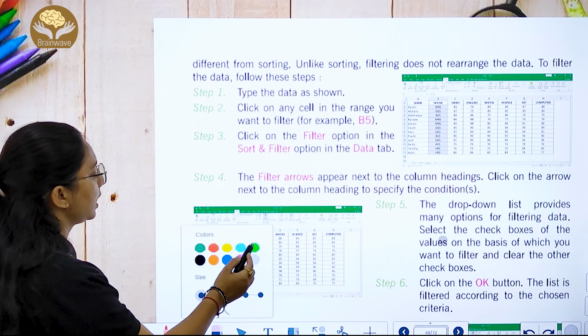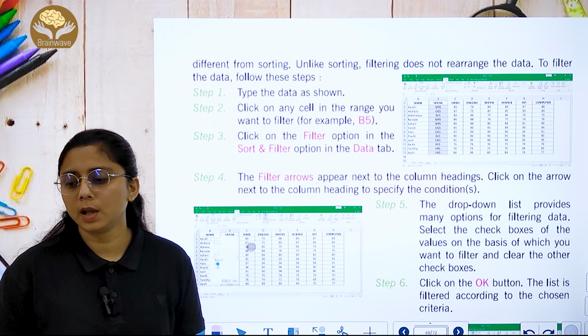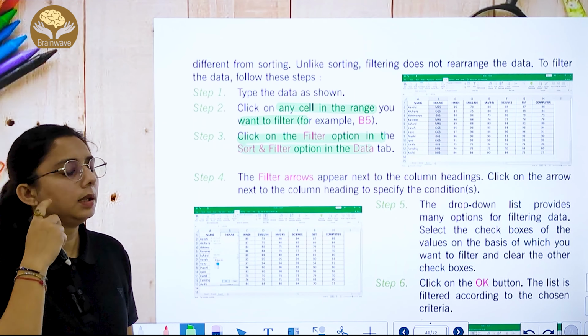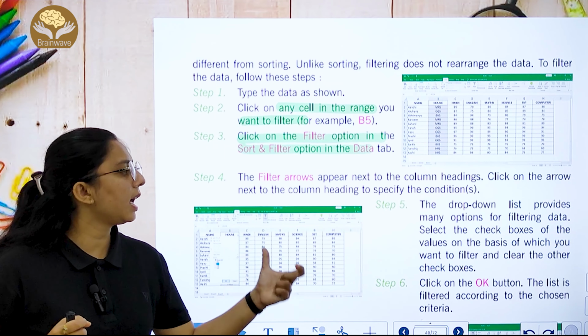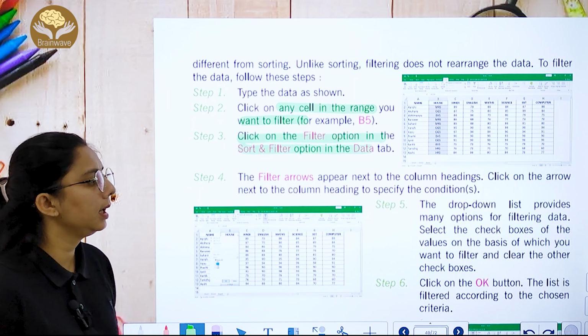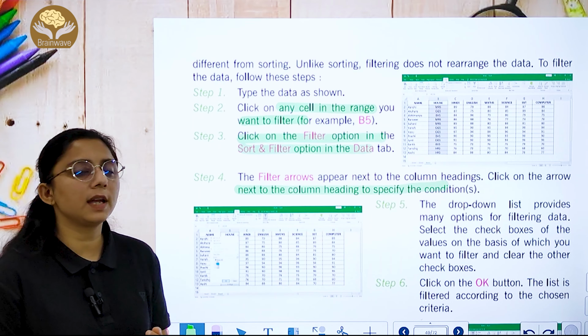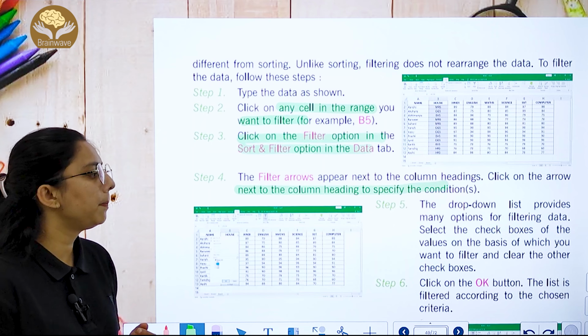Now follow the steps. Step one is type the data as shown. Click on any cell in the range you want to filter. Click on the filter option in the sort and filter group on the data tab. The filter arrows appear next to the column headings. Click on the arrow next to the column heading to specify the condition.